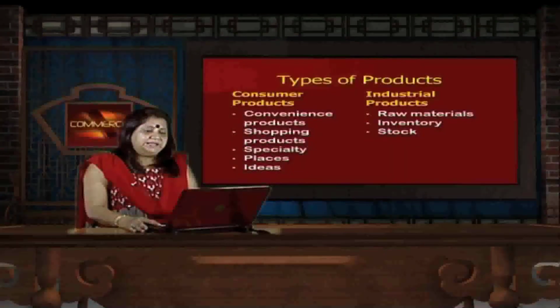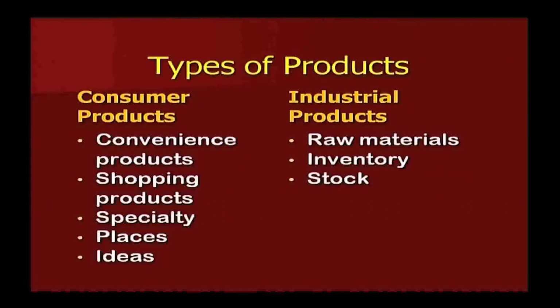Now, let us study the types of the products. The products are divided into two categories. First, it can be consumer products and then it could be industrial products. Consumer products basically relate to the convenience products, the shopping products, the specialty products, the places, the ideas. The industrial products are the raw materials, the inventory and the stock.